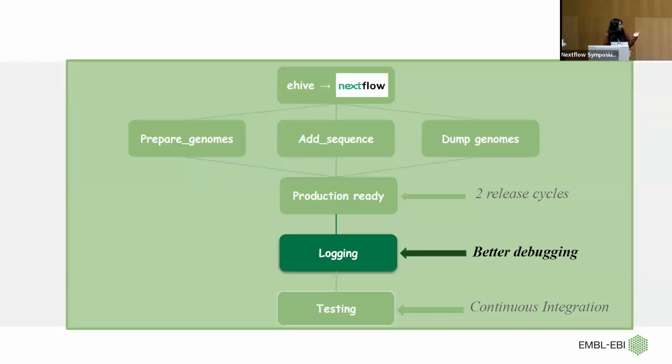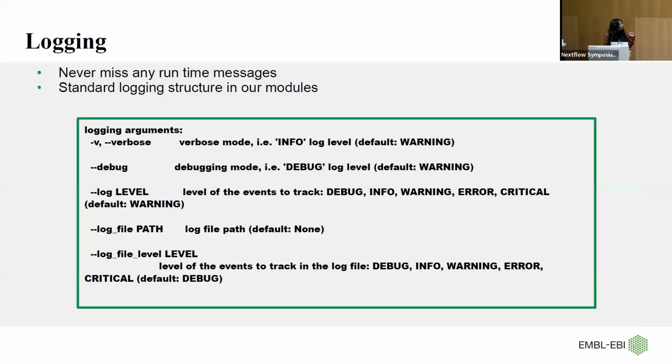So logging has helped us in better debugging. Logging is a Python library, which has different levels like debug, info, warning, error, critical, which can be used to log the runtime messages. So you can also get a log file using a log file path and the path to the file, and also the levels you would want for a log file.